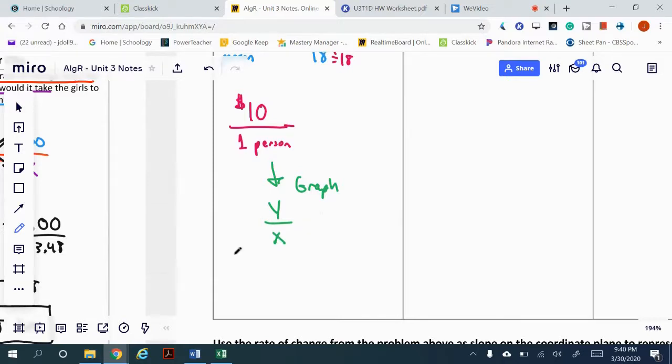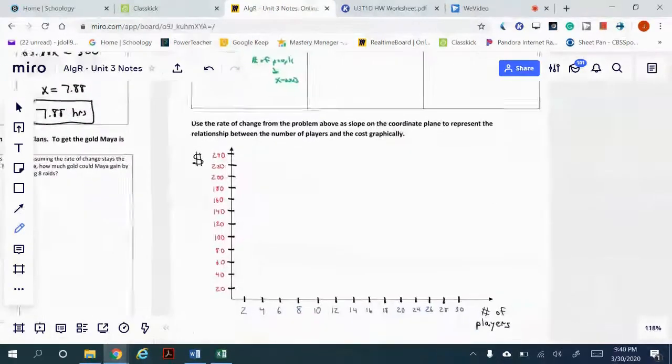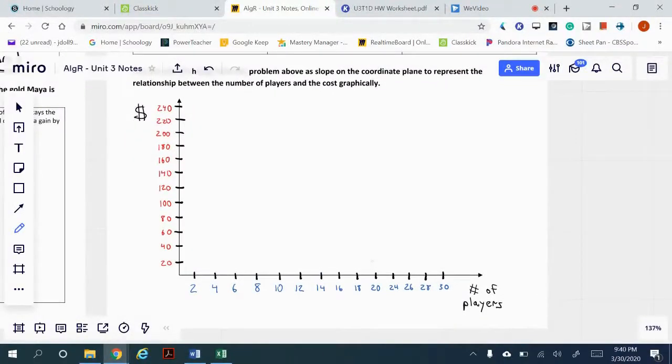So what that's telling me is that dollars is going to go on my Y axis, right? And the number of people is going to go on the X axis. Right? And you can see I've already labeled that down here in the notes, but you're probably going to have to label this on your own in the homework, and if this was on a test or a quiz.